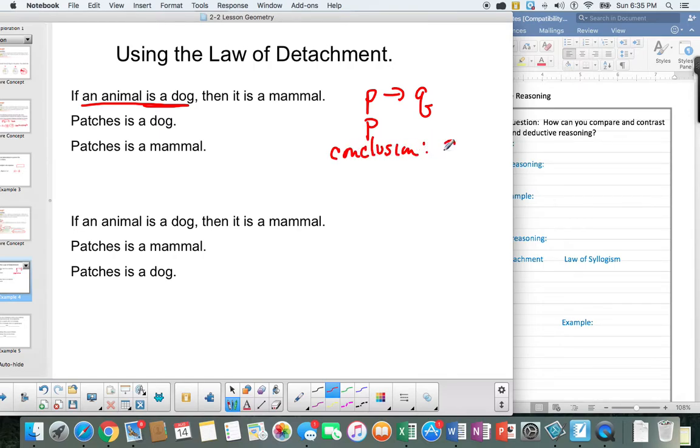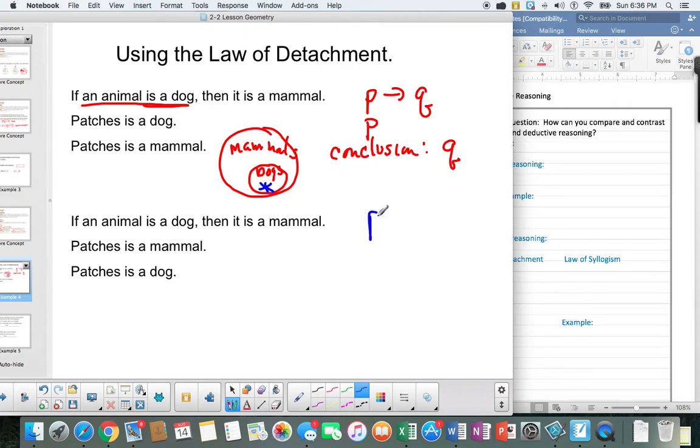is Q. Okay. Another way that helps students is if I draw a Venn diagram. So this big set is called mammals. And in this big set are dogs. So dogs are a little portion of mammals. And Patches belongs right here. He belongs in the dog set. And if he belongs in the dog set, he belongs in the mammal set. So that's why I'm making that kind of reasoning. Okay, let's do it again.